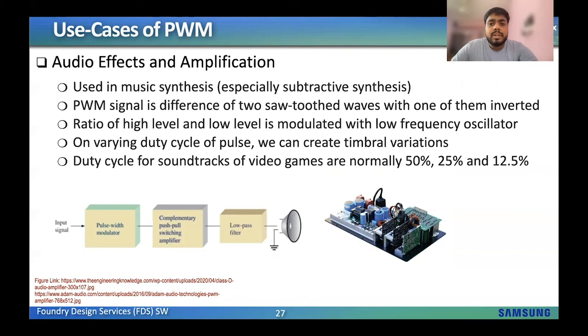When we see the output of a PWM signal, we see that it's a difference between two saw-toothed waves, where one of the saw-toothed waves is inverted. So there will be some high level values and some low level values. When we take a ratio of the high level wave to the low level wave and modulate it with a low frequency oscillator, we get a sound amplification. And timbral variation can be produced by varying our duty cycle. So if you vary the duty cycle, the timbral variation can be varied. As I said earlier, the soundtracks of video games use PWM devices. The duty cycle range for those PWM devices is normally between 12.5% and 50%.